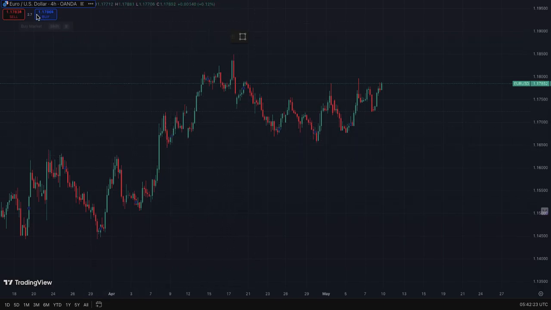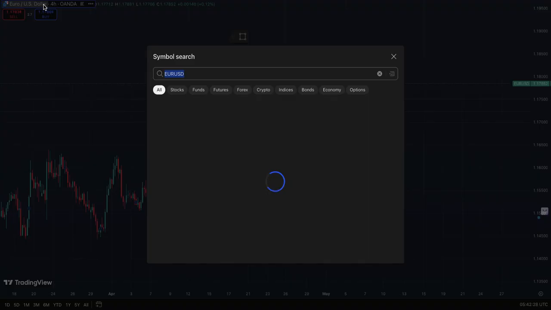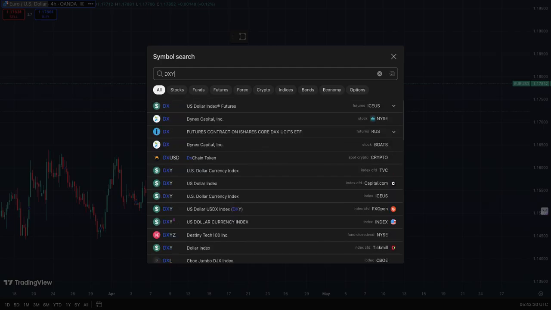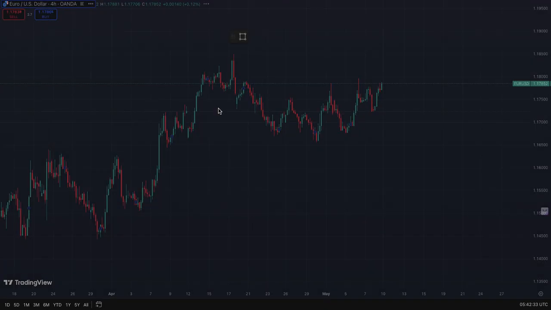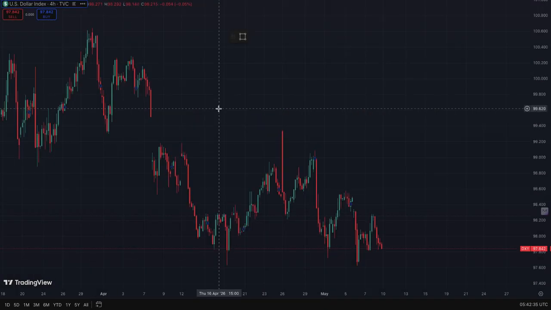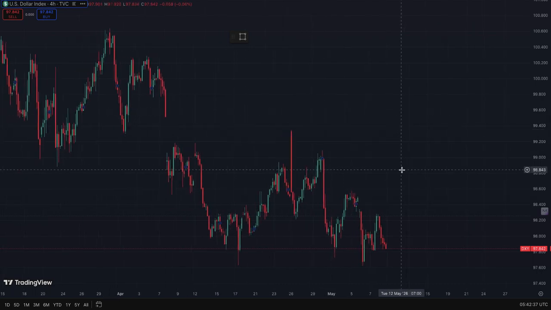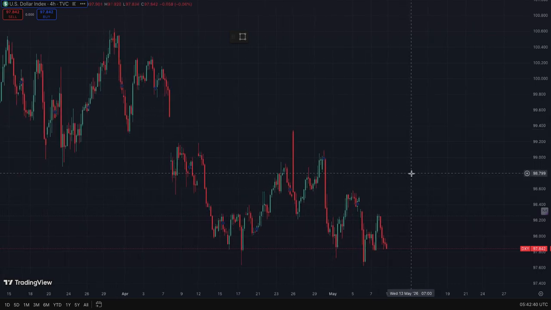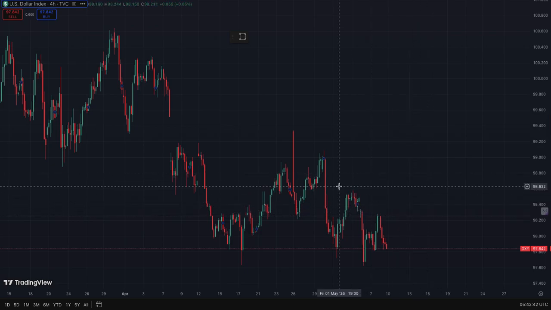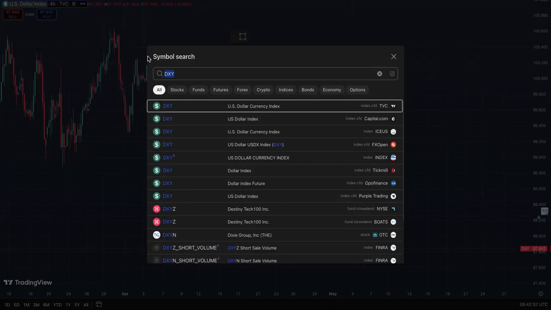So let's look at the DXY. Let's look at how it correlates with EURUSD. You can see that the price action is the same thing. So USD and DXY, they correlate a lot. It's just like trading the DXY movement. So that is it.